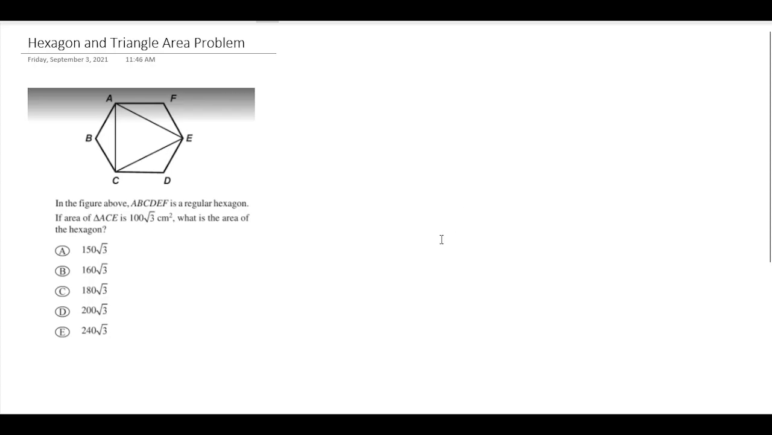Okay, so the problem is saying that in the figure above, A, B, C, D, E, F is a regular hexagon. That means all sides are equal. If the area of triangle ABC is 100 under root 3 centimeters squared, so there is a triangle, it's kind of like inscribed inside of it, ACE. What is the area of the entire hexagon?